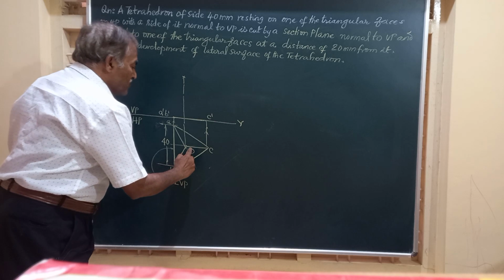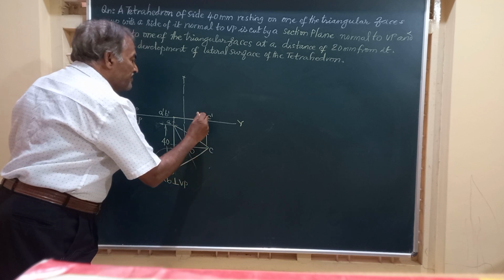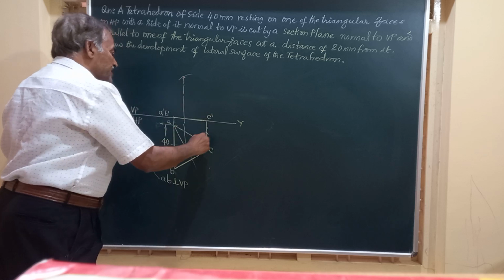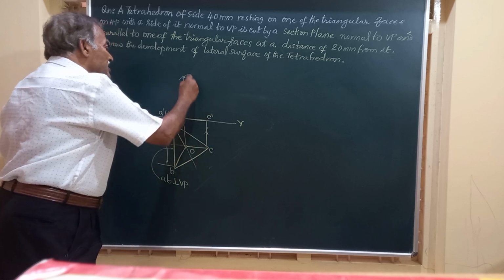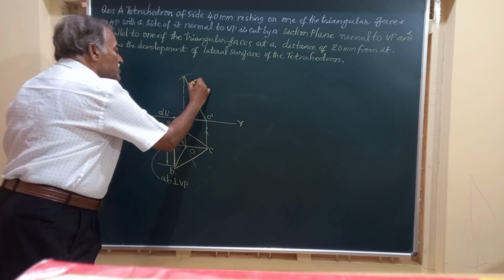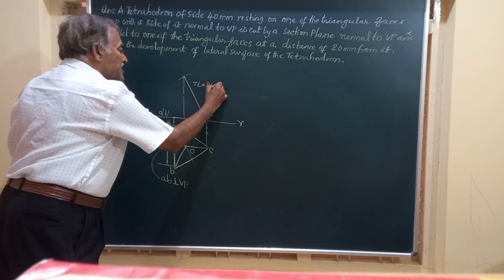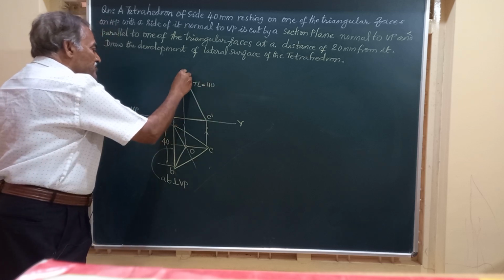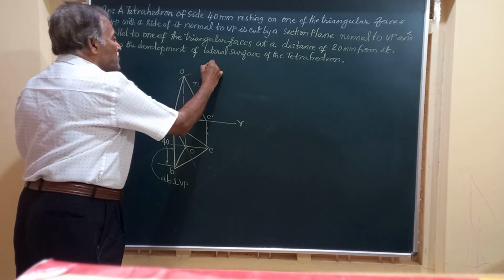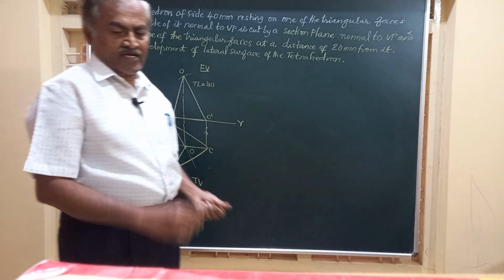Friends, here you see OC is one of the edges. OC is parallel to VP, and from here I am going to draw an arc having radius equal to 40 millimeter. If it is 50, we have to draw an arc using 50 millimeter radius. I'm going to join these, friends. So this will give you the true length of the edge, from which you can obtain the height. This is 40 mm and this is O. We are going to join O to A, O to B. Friends, this triangle represents the front view of the tetrahedron, and this is the top view of the tetrahedron.